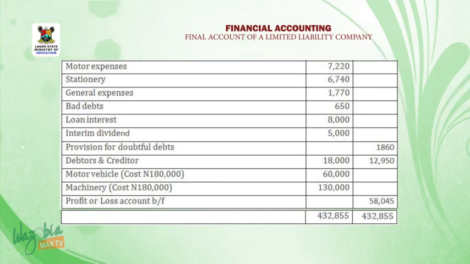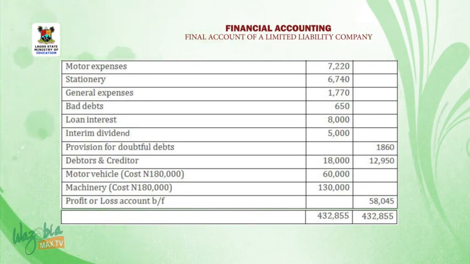General expenses, 1,770. Debit column. Bad debts, 650. Debit column. Loan interest, 8,000. Debit column. Interim dividend, 5,000. Debit column. Provision for doubtful debt, 1,860. Credit column. Debtors, 18,000. Debit column. Creditors, 12,950. Credit column.